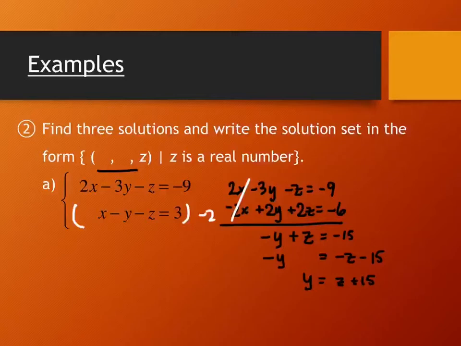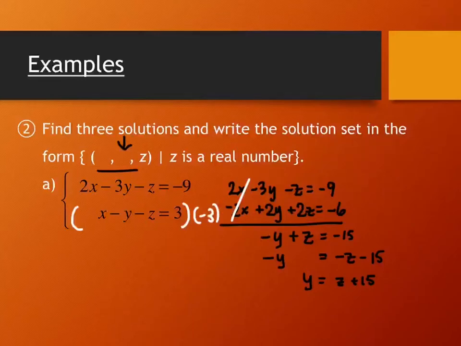So that fills in the blank in terms of y. We have the y value now in terms of z. It's z plus 15. Now we're going to go back to those same equations we had at the very beginning, and we're going to eliminate the y this time. So we would multiply the second equation by a -3.